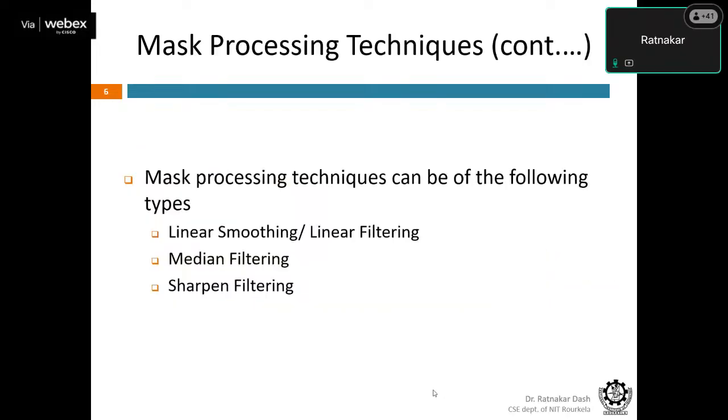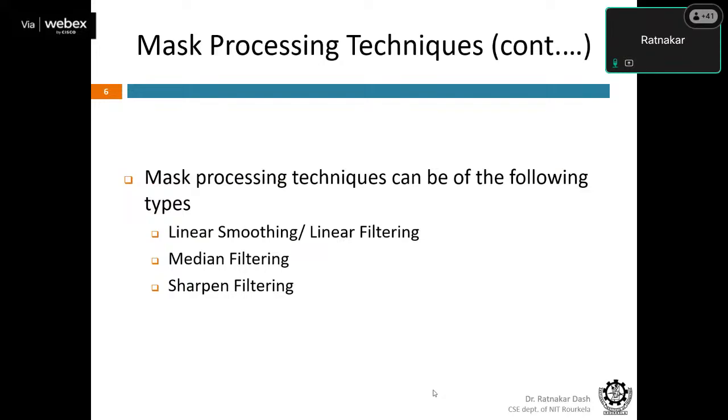So mask processing techniques can be of different types. As I told, the values in the mask decide what kind of filtering we are targeting. So different mask types generate different types of filtering. We can have linear smoothing, also known as linear filtering. We can have median filtering.